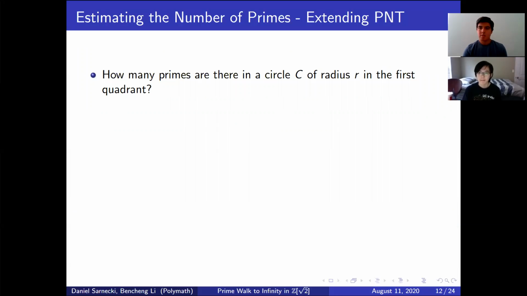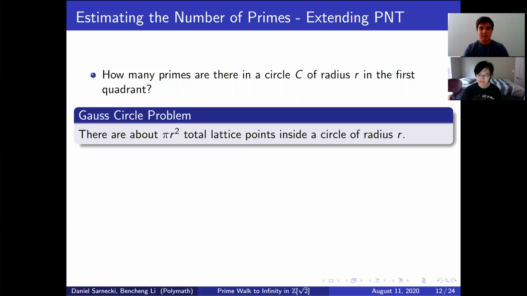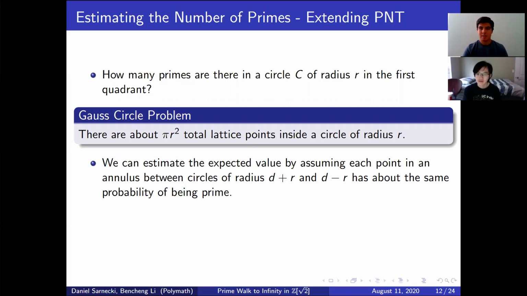So for a second, we look at this question of how many primes there are in a circle C of radius r in the first quadrant for Gaussian integers, because this is helpful when we're doing our walks. The Gauss circle problem helps us out here. It says that there are about πr² total lattice points inside a circle of radius r. This is a good enough estimate for us.